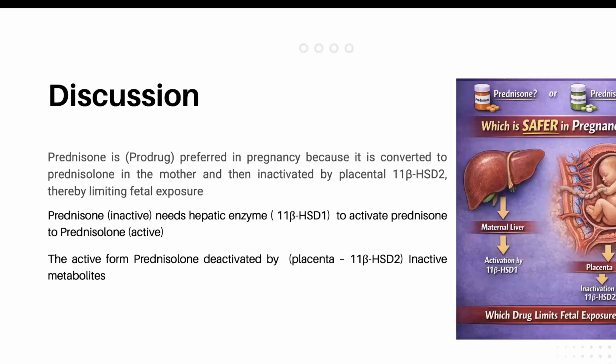In my opinion, and according to the references, prednisone is the preferable form during pregnancy. Why? Because as I told you, prednisone is a prodrug needing hepatic enzyme to be activated, so it is activated within the maternal circulation, the mother's circulation, while it is not activated in the fetal circulation, because this enzyme is not active in the fetus liver, the fetal liver.